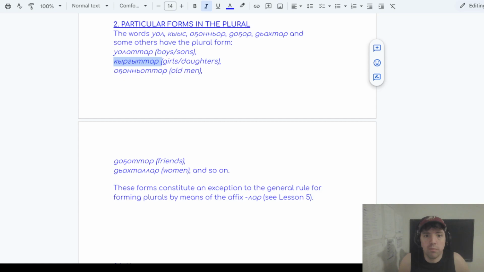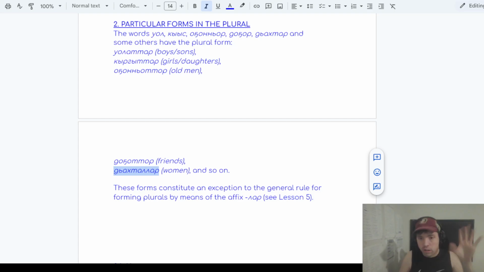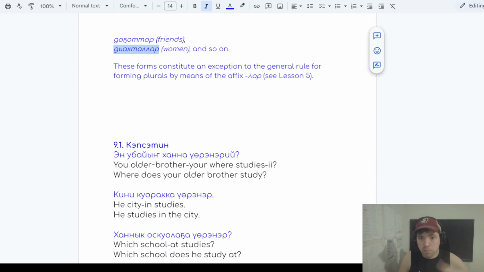Girls or daughters. Old man, ahadnyar, we say ahadnyatar, old man. Dar, friend, we say dagatar, friends. Jachtar, woman, we say jachtalar, women. All right. Please see lesson 5 video, or lesson 5 of the PDF, which is in the description box below, if you want to review or go back to learn the plurals with the ending lar and its other forms.